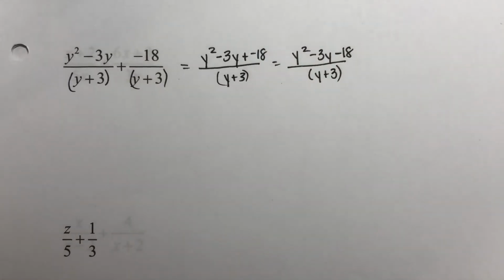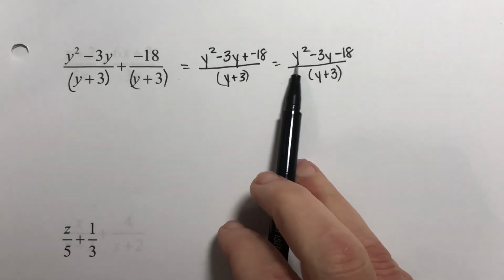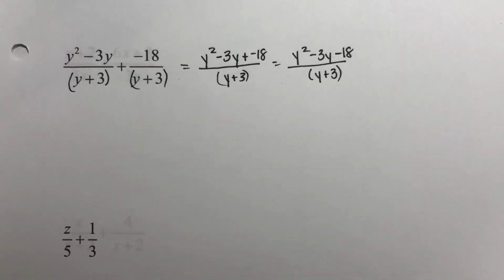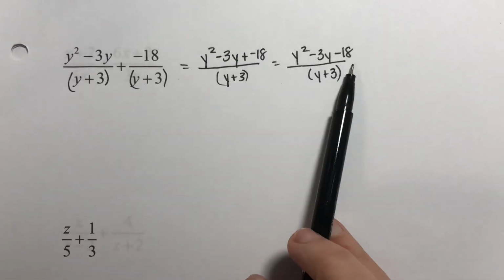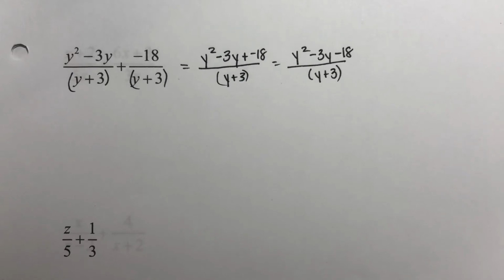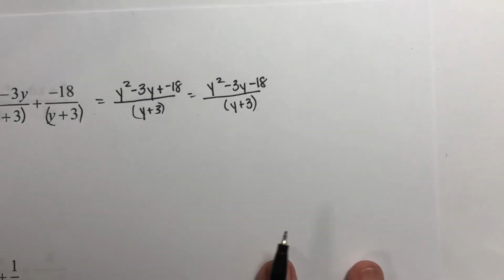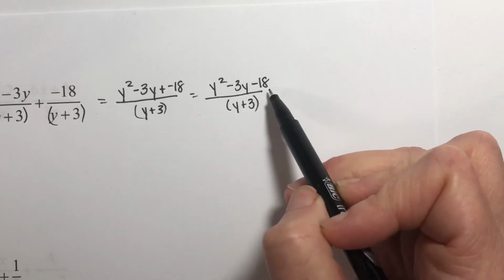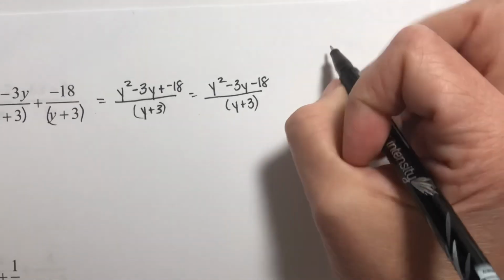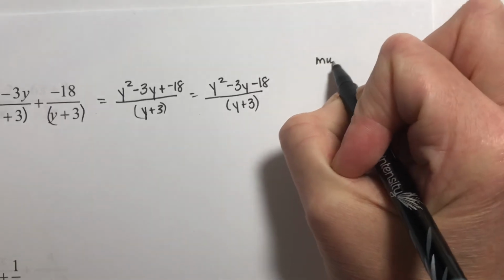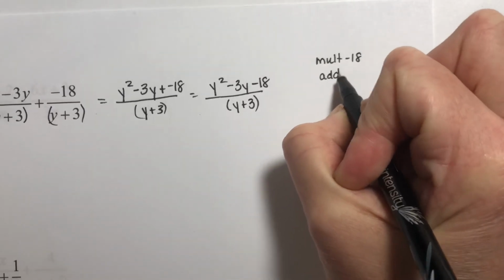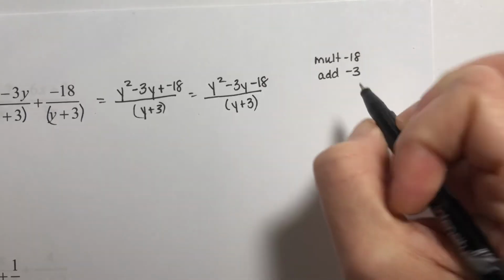That part's done. Now we need to see if we're in lowest terms. And to find out if we're in lowest terms, we need to factor everything. This doesn't factor, that's why I kept it in parentheses. But here, I need to see if it does. It might not, but we have to check. So if I look at this, I do not have a GCF. 18 is not a perfect square. So I need to be looking for two numbers that multiply to a -18, that add to a -3.